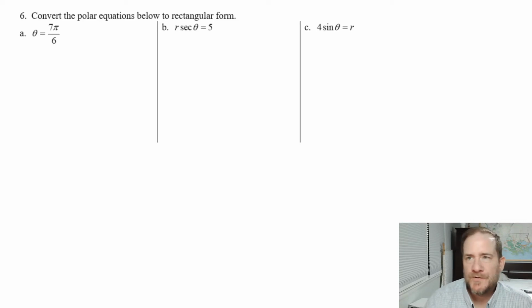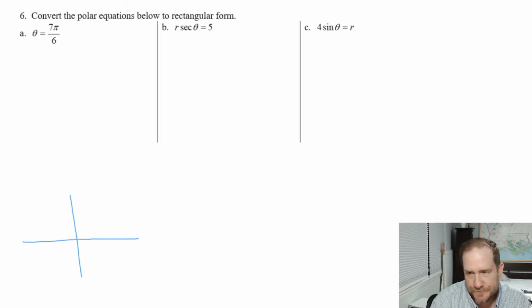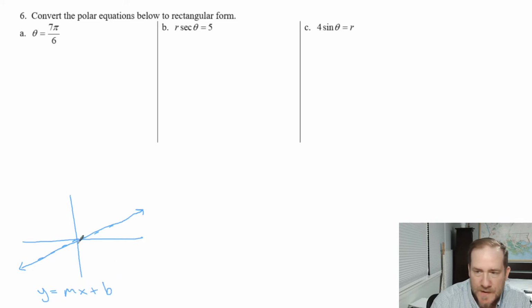Okay, so 6a. This is a bit of a weird one. None of our little conversion factors work because we just have theta. But think this through with me. Theta equals a number. That's just a line. And so if you imagine 7 pi over 6, that's 6 pi over 6 plus another pi over 6. That's a 30-degree angle. And of course it passes through the origin. And so you're just talking about a line here. And so you know its equation will be y equals mx plus b. Running out of space here. But since we pass through the origin, you know that b will be 0, so you're just talking about y equals mx.